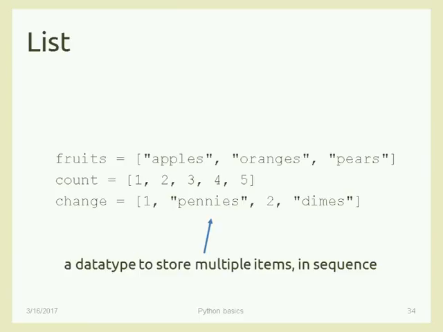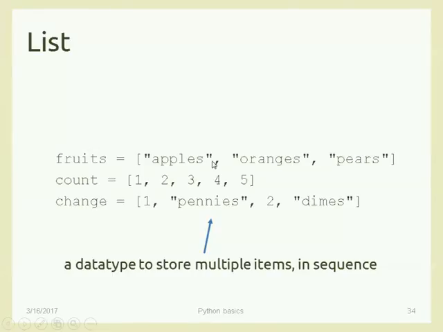In the first example, we have strings: apples, oranges, and pears. In the second example, we have numbers: 1, 2, 3, 4, 5. And in the third example, we have a number and a string, and then another number and another string, and so on. Items in a list are always separated by a comma.